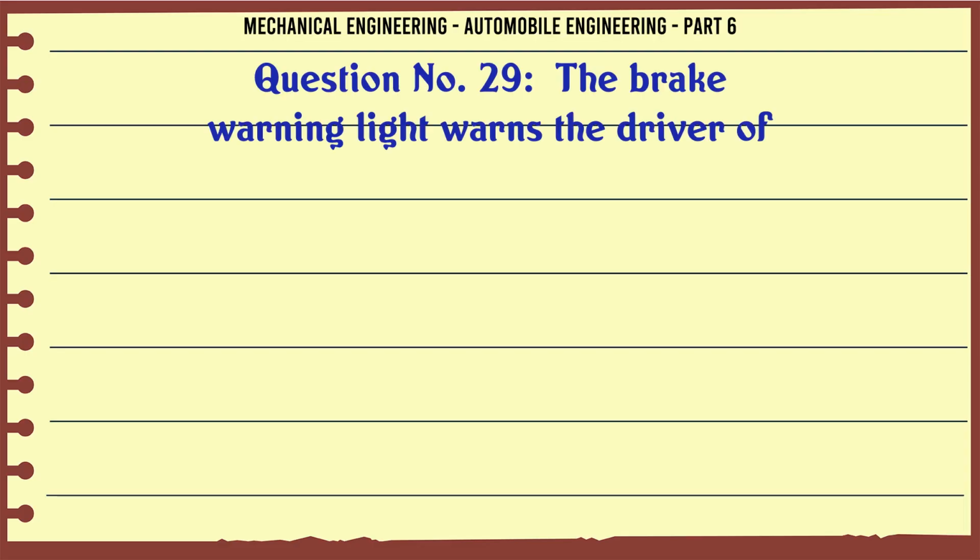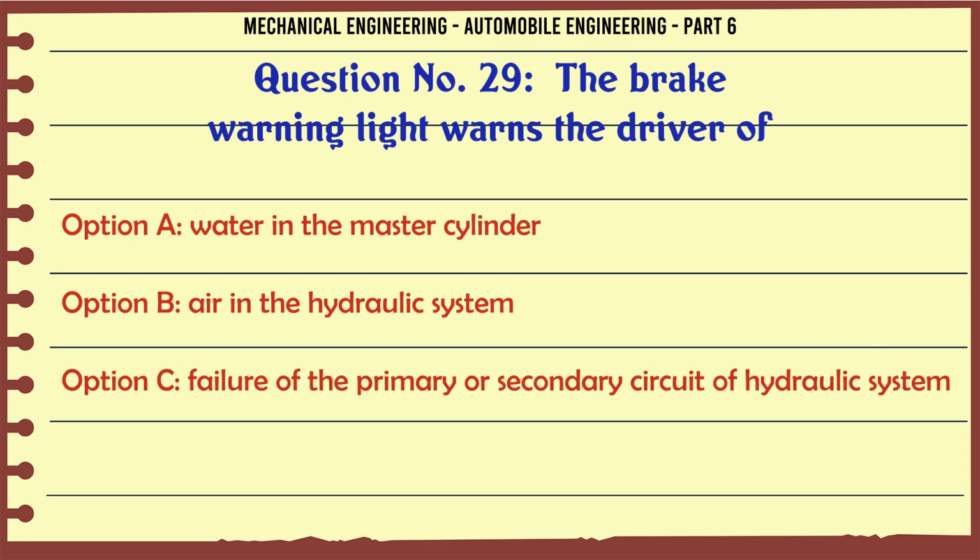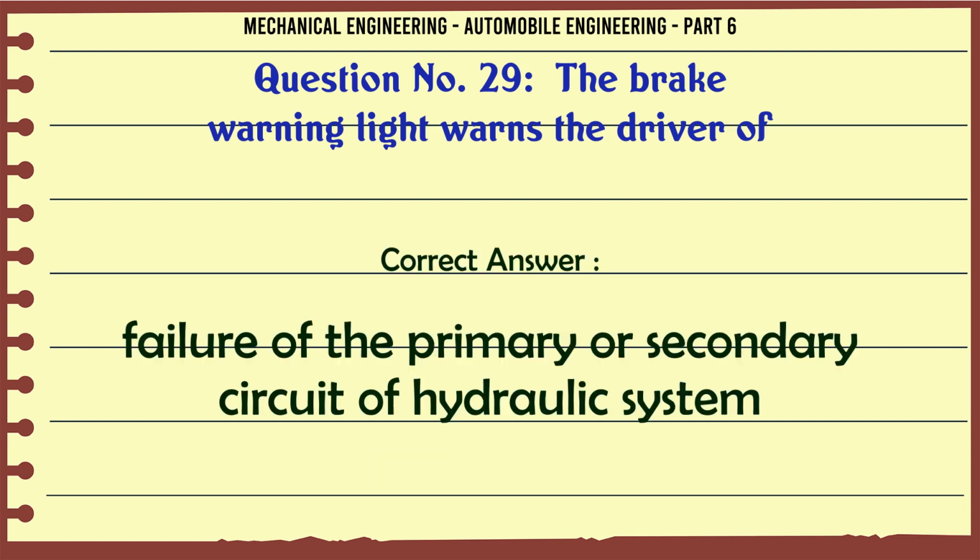The brake warning light warns the driver of: A. water in the master cylinder, B. air in the hydraulic system, C. failure of the primary or secondary circuit of hydraulic system, D. power brake failure. The correct answer is failure of the primary or secondary circuit of hydraulic system.